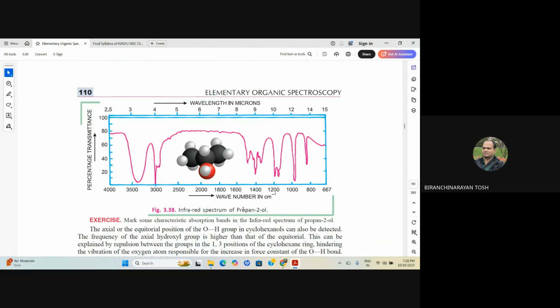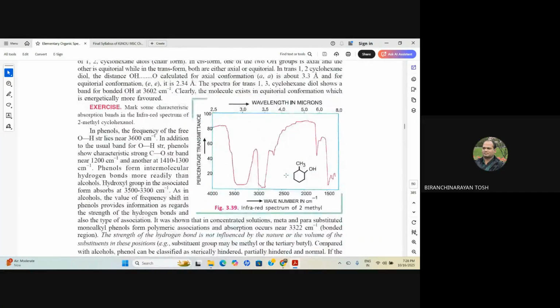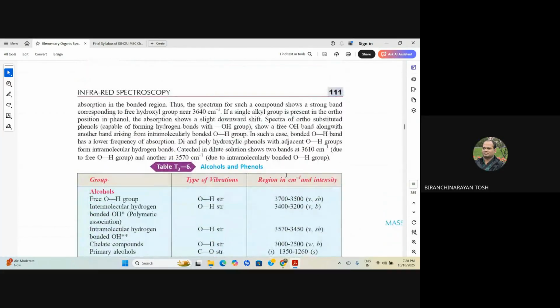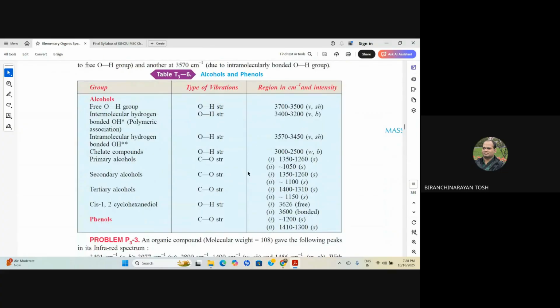Propan-2-ol, that is isopropanol, and we get the same OH group and CH2. This is CO stretching, and this is for the CH deformation and stretching vibration. So this is the table. You do not have to remember it, just go through that one.